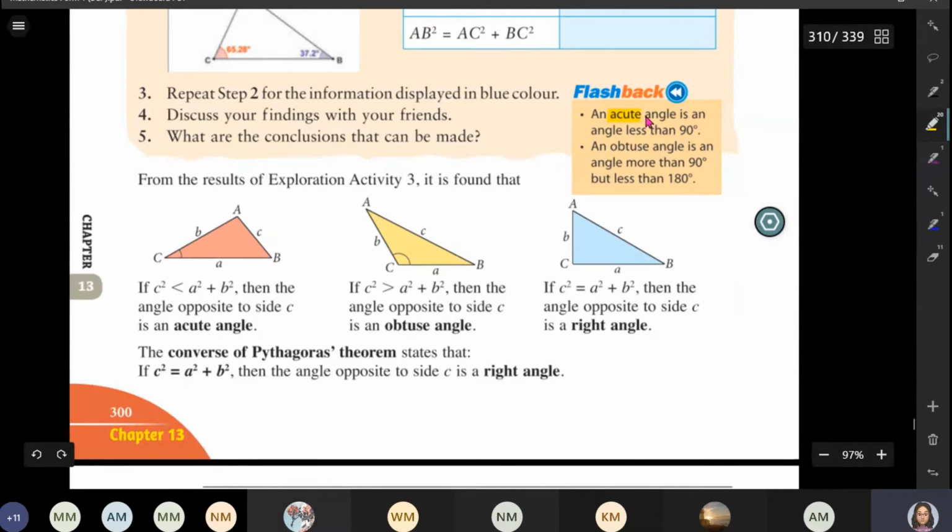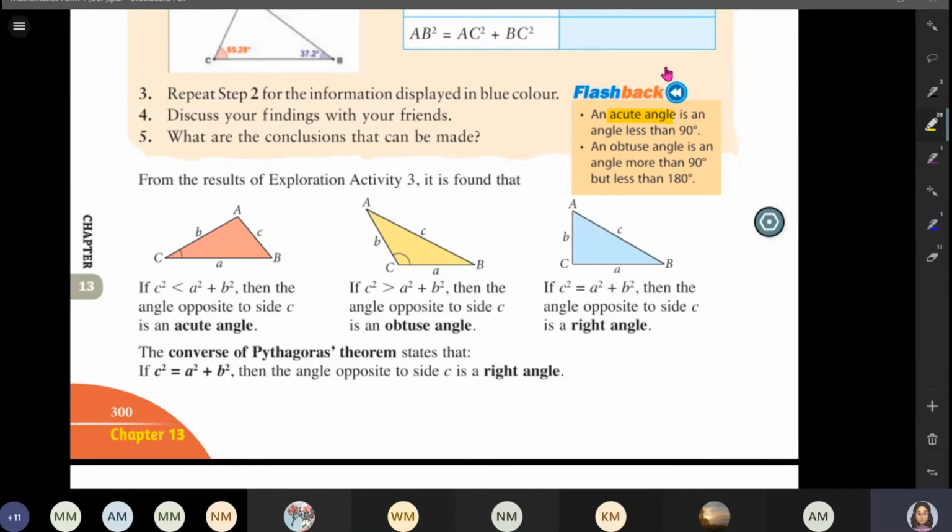Acute angle, remember acute angle? Remember I used to show you using my fingers, right? My thumb and my second finger. So an acute angle is less than 90. So when you have acute, a right angle is an L shape. Let me just open the video.